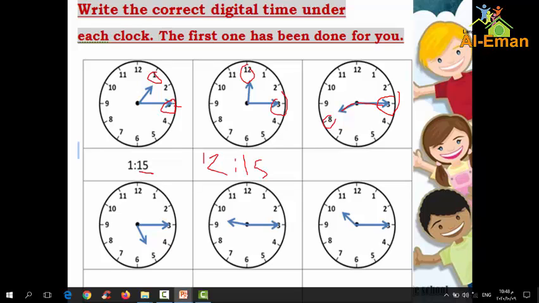So in a digital clock we will write what? In hours we will write 8. In minutes we will write what? 3. The long hand points to 3. 3 in a digital clock means 15. Okay.